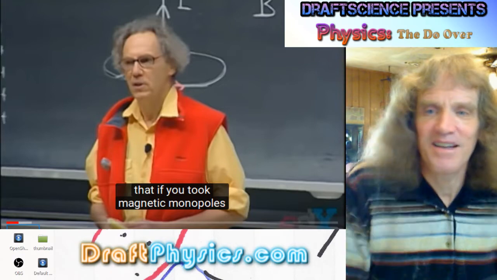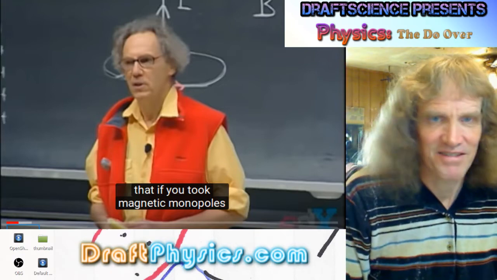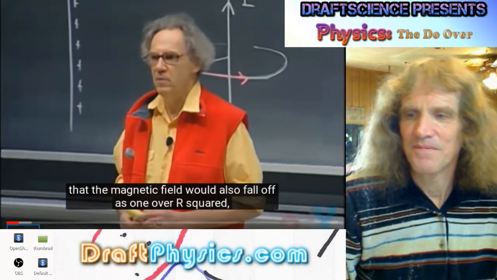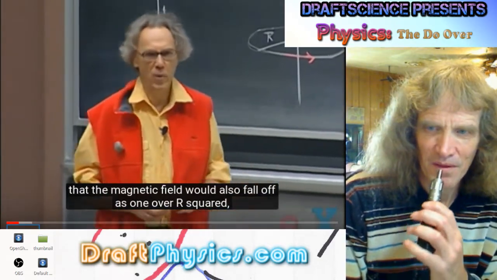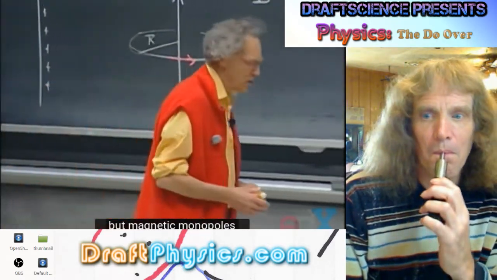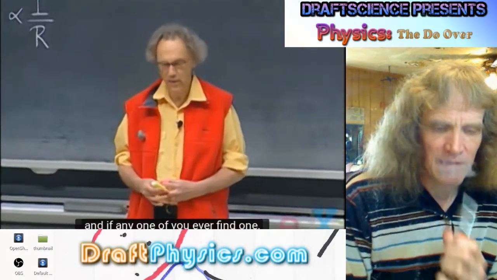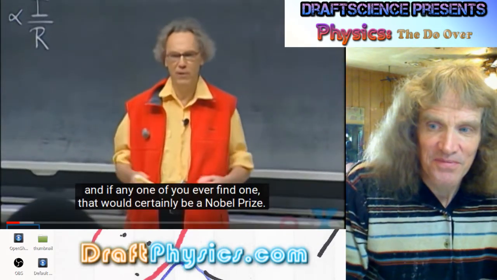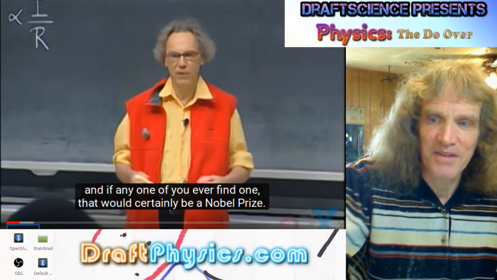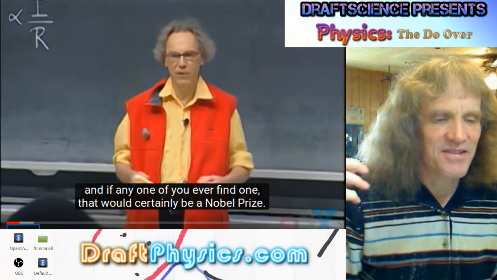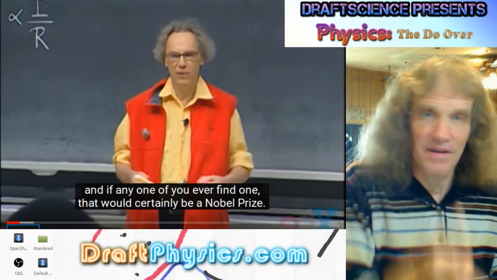Look, you look for it. My brain grabbed that as an analogy. I don't know why. That the magnetic field would also fall off as 1 over r squared. But magnetic monopoles, as far as we know, don't exist. In principle, they could exist, but we've never seen one. And if any one of you found one, you would clearly get a Nobel Prize. I mean, it's just kind of ironic. It's sitting there right in front of them.